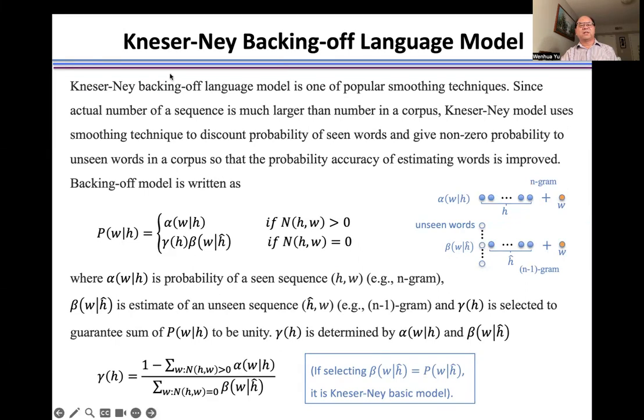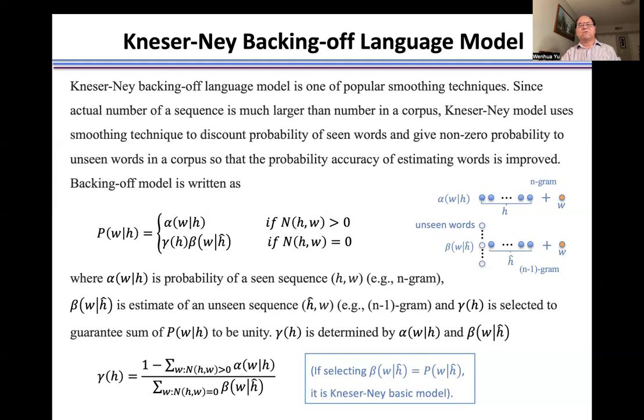Background language model is written in this formulation. P is the probability of a current word for a given history H. Alpha is the probability for the n-gram model. Beta is the probability for the n-1 gram model. Gamma is the normalization factor to guarantee the sum of this probability to be unity. Gamma is determined by alpha and beta. If beta is equal to the probability for n-1 gram, which is called the Kneser-Ney basic language model.